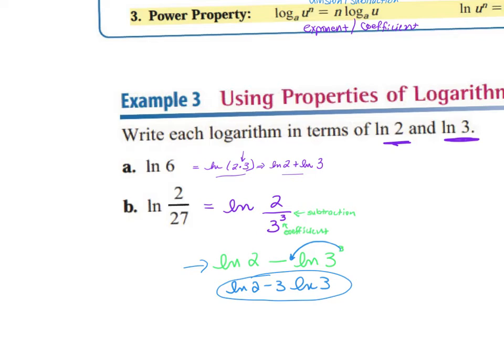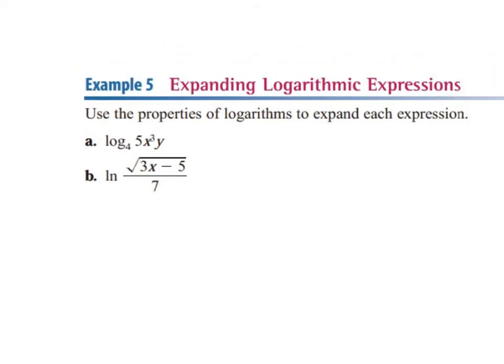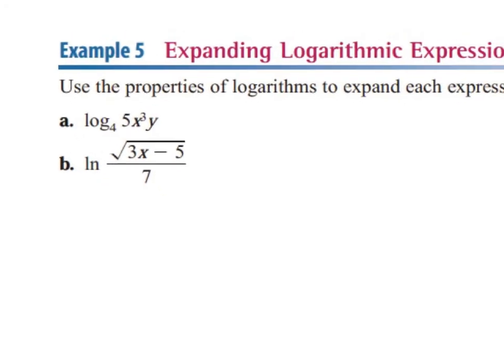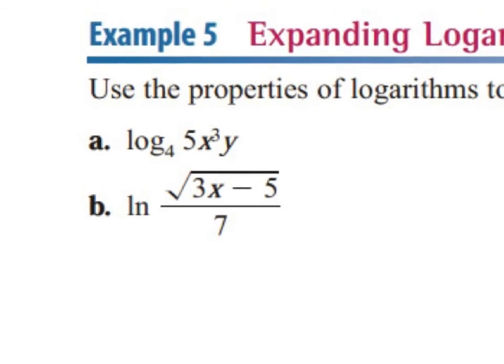All right, let's go. We got a couple more examples, and then that's it. I have 5 examples. It says use properties of logs to expand each expression. Sometimes it'll just say expand or condense. Look at this problem. Is this already smushed together, or do we have to pull it apart and smush it back together? It's already smushed together. I see log 4 written one time, and then everything else is being smushed together.